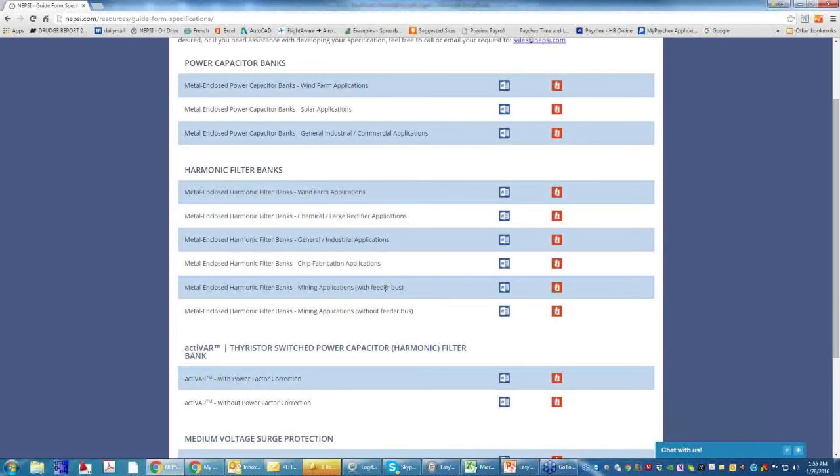So filter systems and capacitor banks, for that matter, typically have a certain configuration that's somewhat standard to the industry. Wind farms and solar plants are typically at 38 kV. They utilize certain types of switches. So we develop specifications by industry application, and they are available on our website under the resource menu.